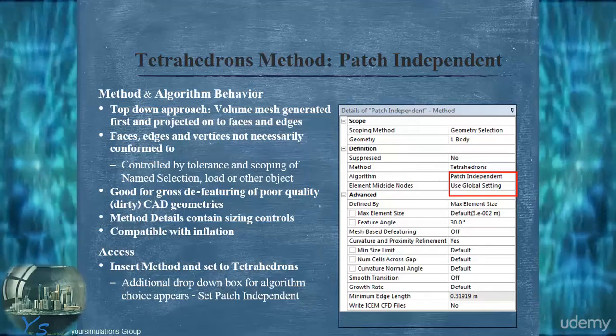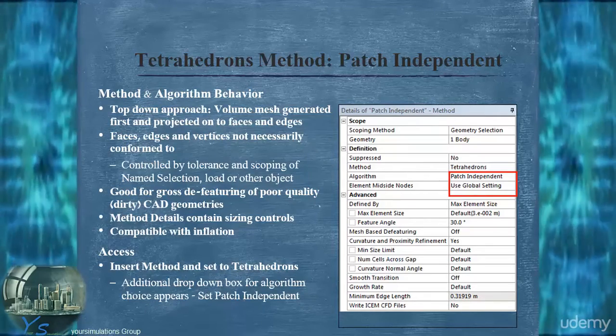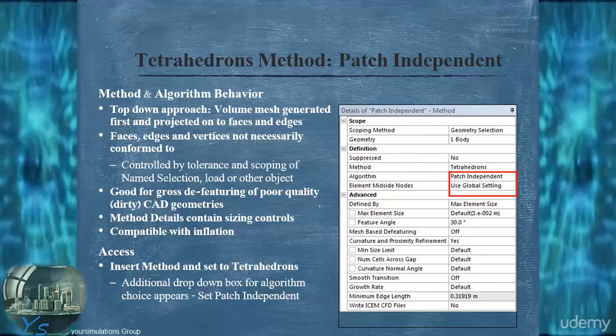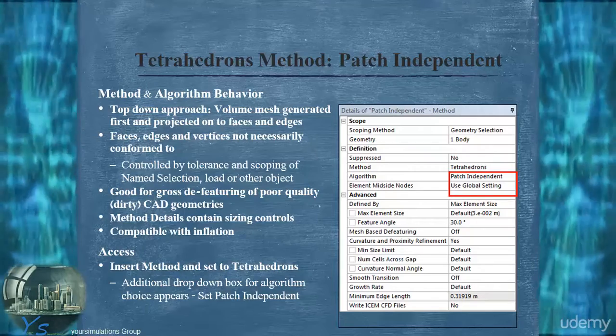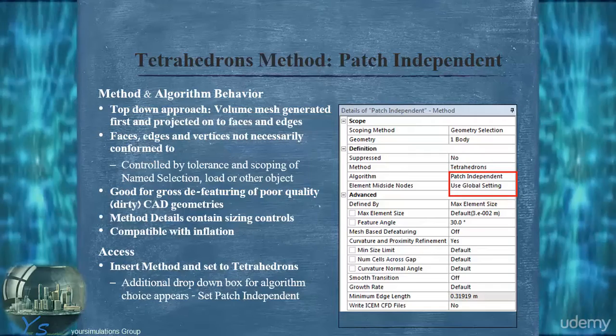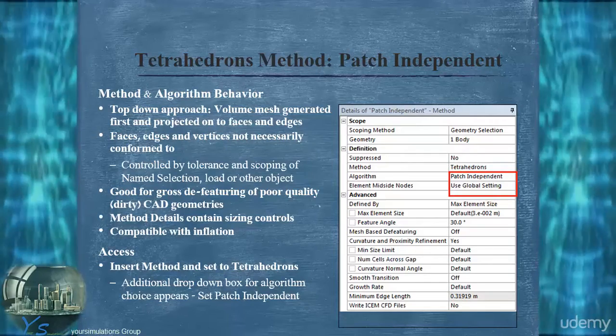Like patch conforming, patch independent is also compatible with global and local inflations, but a preview is not available due to the nature of the algorithm. We should always keep in mind that there might be issues with neighboring bodies. Other methods might not be compatible if the patch-independent algorithm already defeatured a surface or an edge.